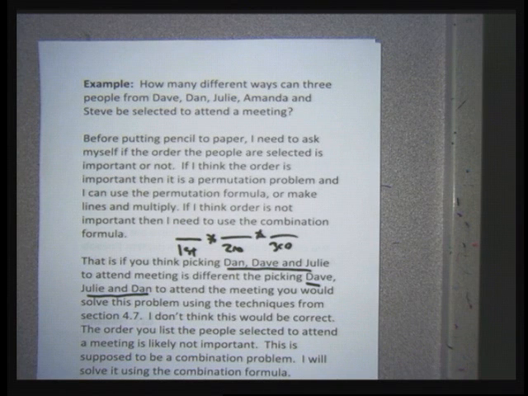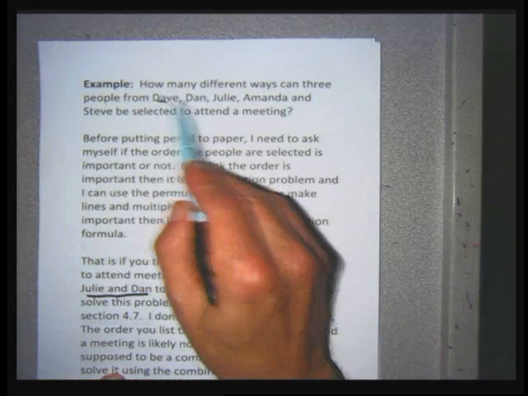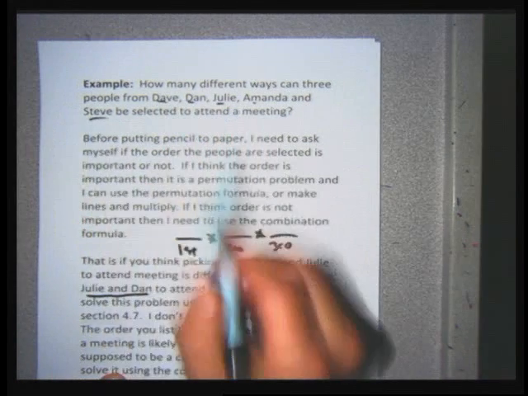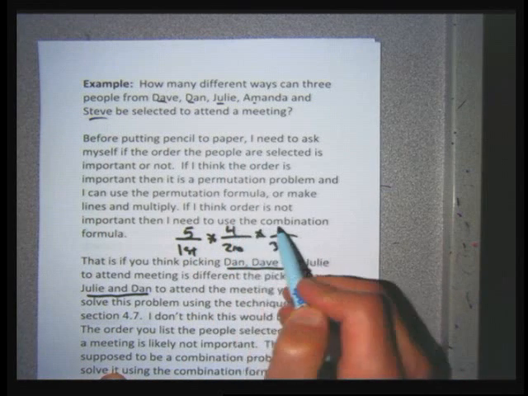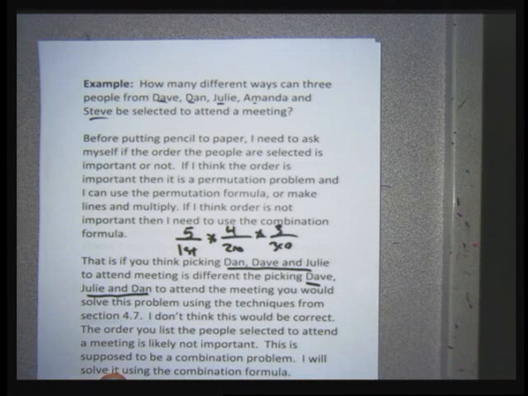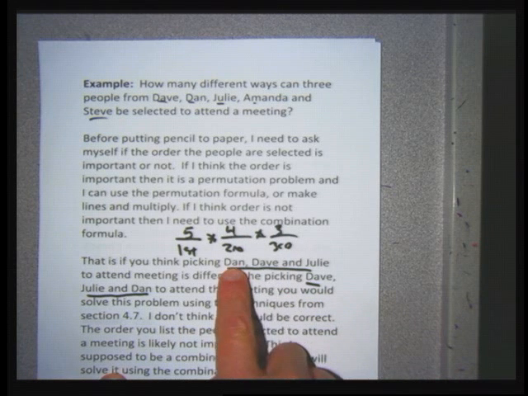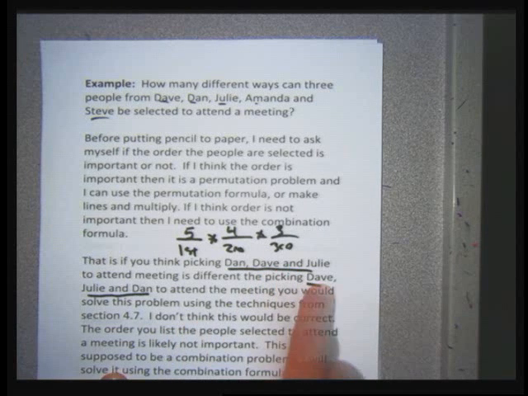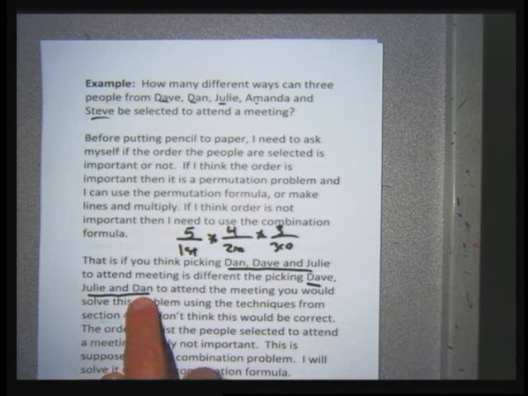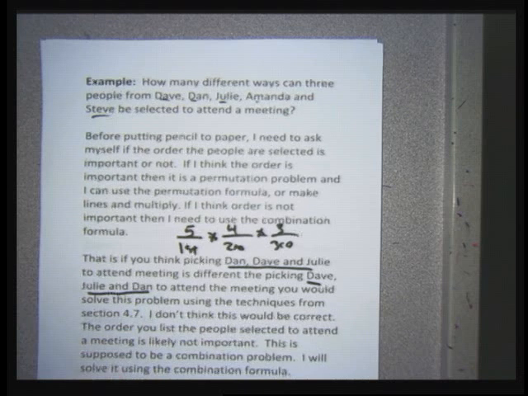So if I thought the order was important, there are 1, 2, 3, 4, 5 people. I'd say there's 5 people to choose from for the first, 4 for the second, and 3 for the third. That would imply picking Dan first, Dave second, and Julie third is a different grouping than picking Dave first, Julie second, and Dan third. I don't think that's the case. Usually with people attending a meeting, there's not like a hierarchy. If you go, you go, and you're all counted as equal.